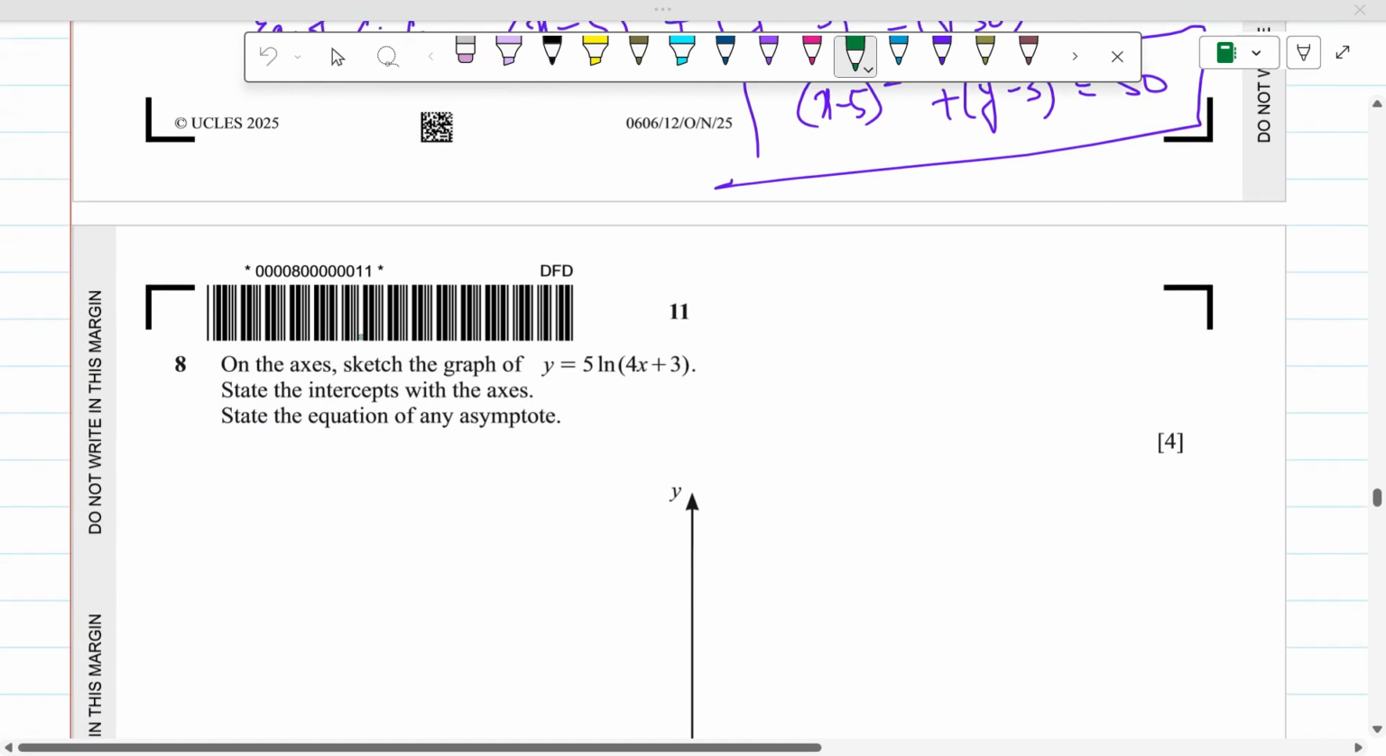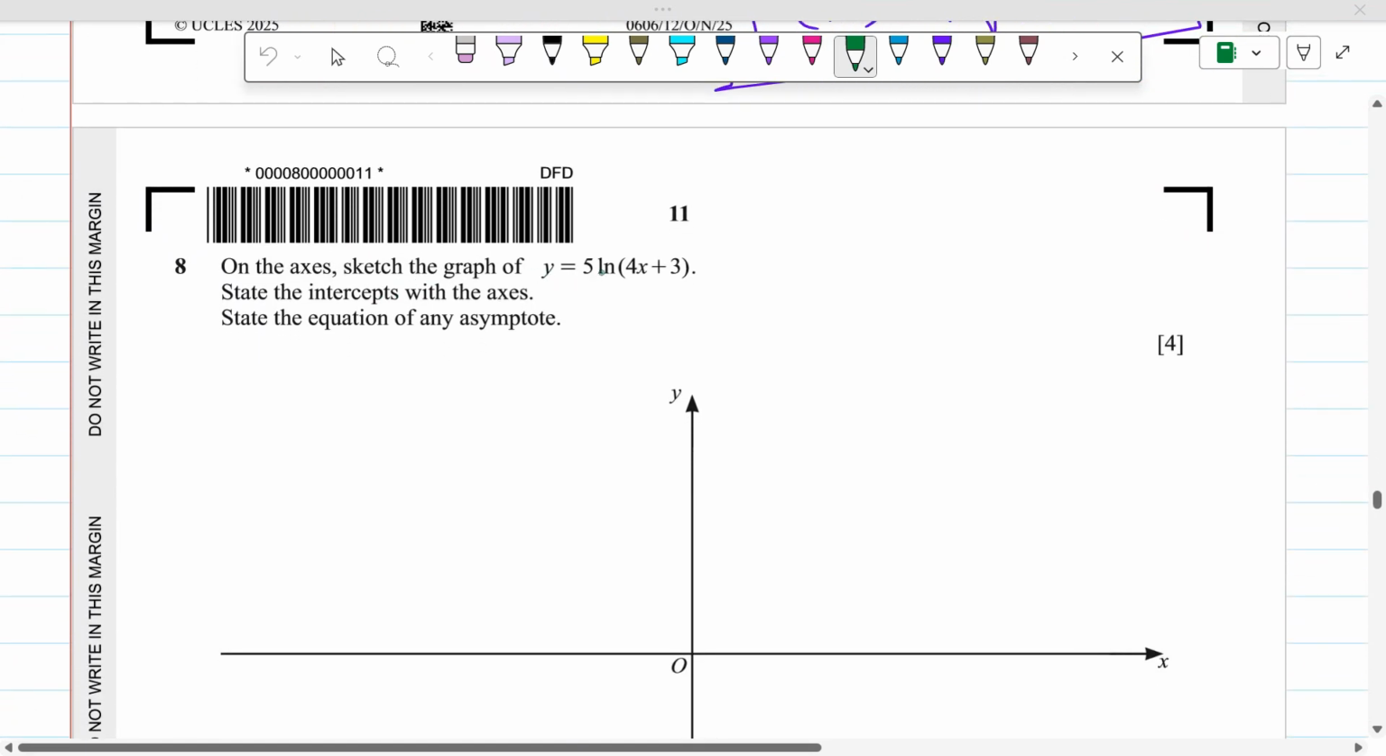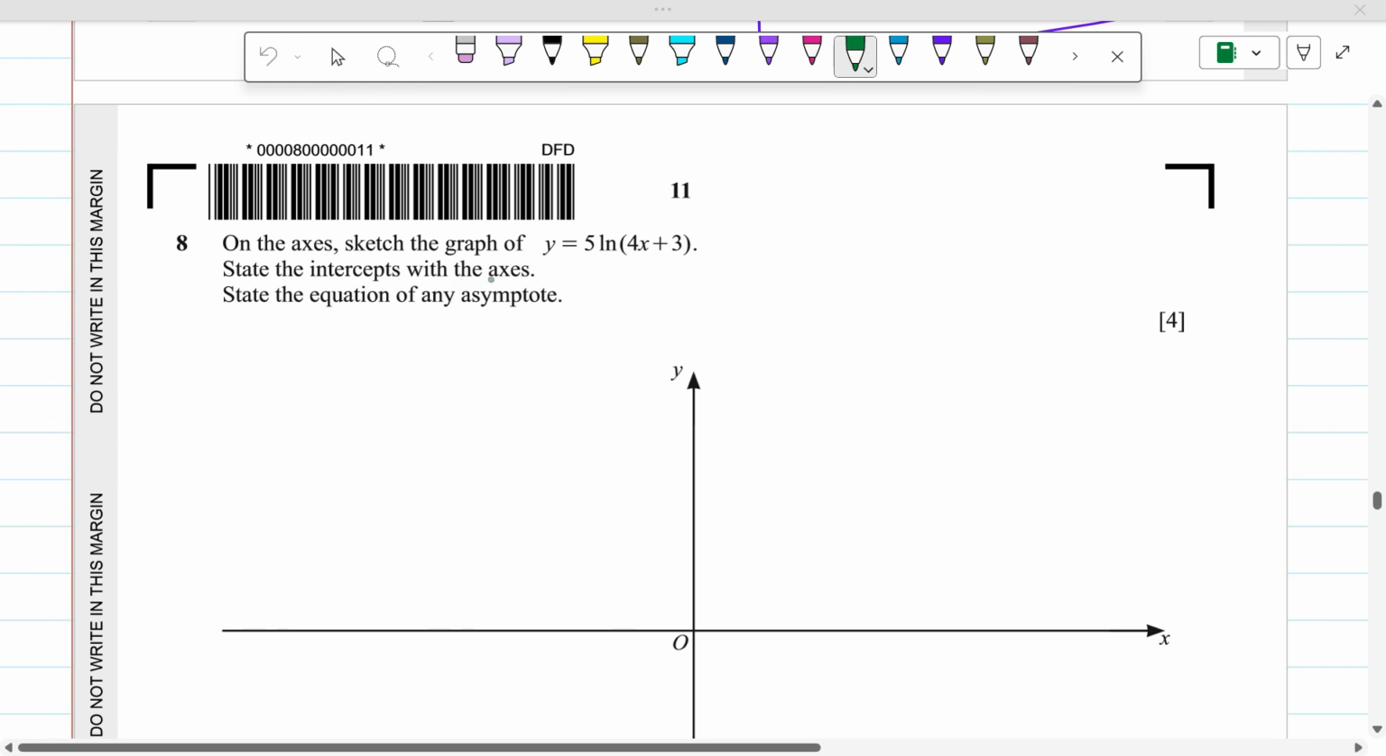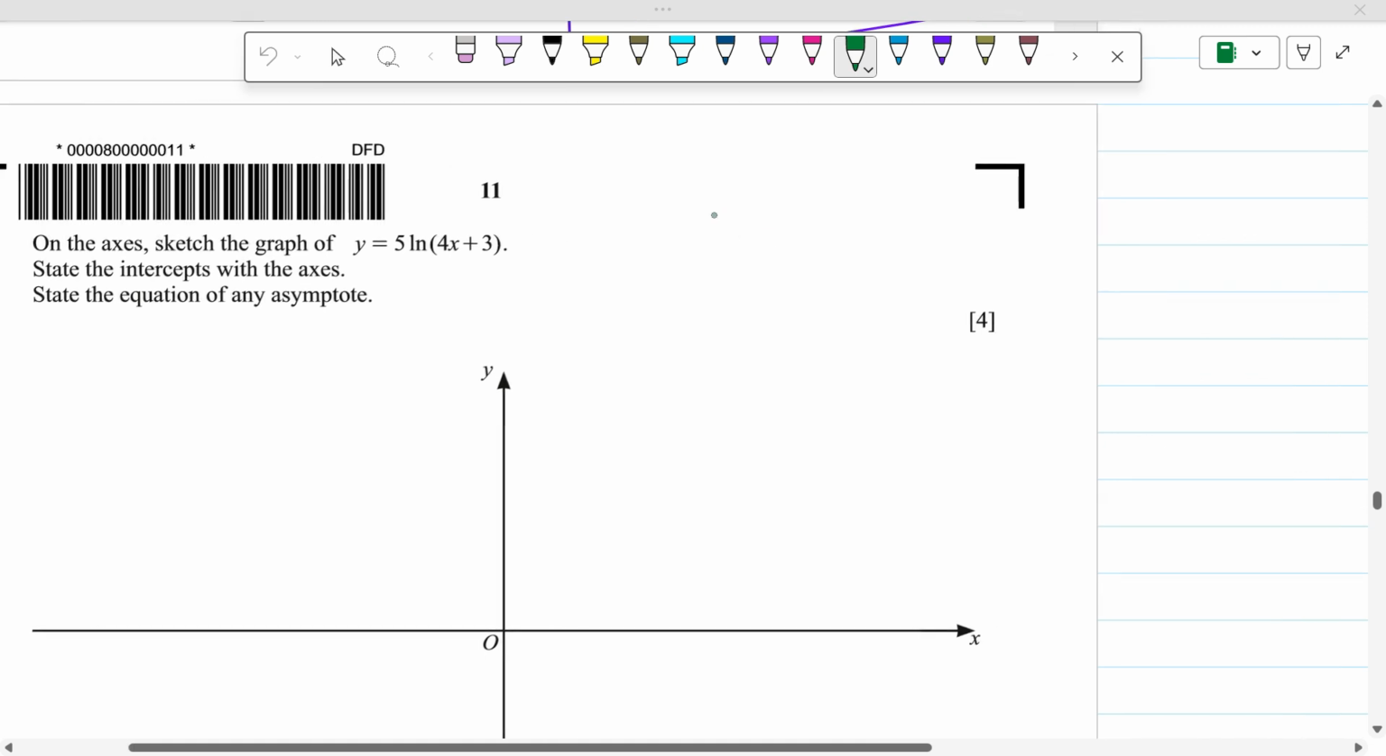Question number 8. On the axis, sketch the graph of y = 5 ln(4x + 3). State the intercept with the axis. State the equation of the asymptote. Okay, first we find the x and y intercept.